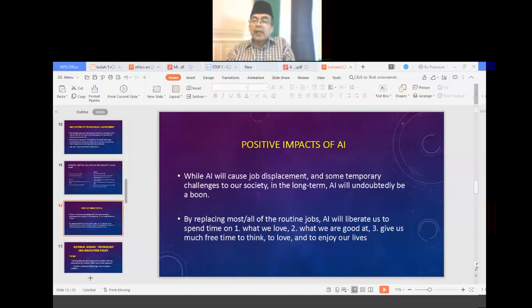AI will liberate us to spend time. So from the Western perspective, they believe that because we don't need to do our routine job, no need to do cleaning, no need to do washing, no need to do ironing, for example. So we have more time to do what we love. Some people like to go for fishing, they can go. Some people like to go for picnic, they can go. Some people like to travel, they can go, apart from this COVID time.